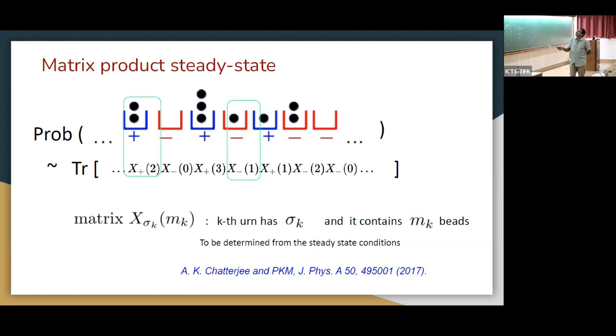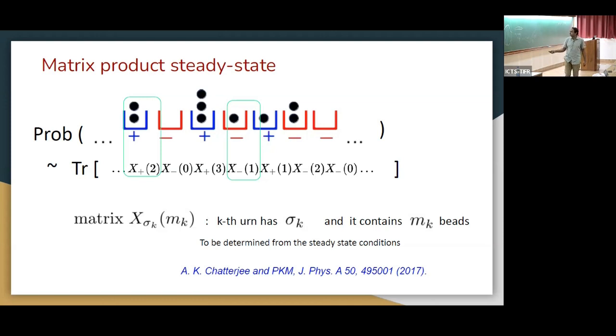So what you do is, for a plus particle with two particles, you write a matrix called X plus with index 2. It's a matrix function. For a minus particle with 0, it is X minus 0, X plus 3. So you have some matrices, and the probability of a configuration in the steady state is given by the trace of these matrix strings. Okay, so that's the answer. You don't know what these matrices are. The matrix X sigma k mk is for the kth arm having sign sigma k and mk beads.